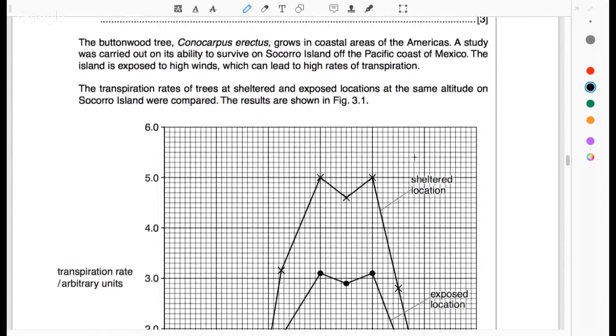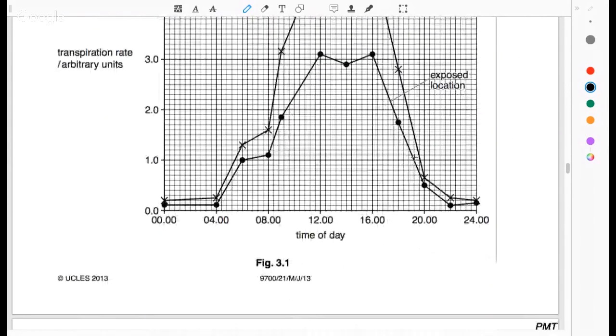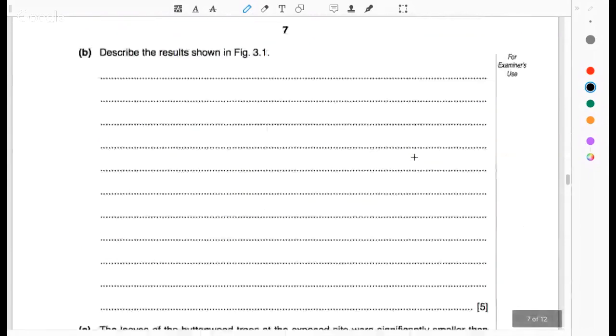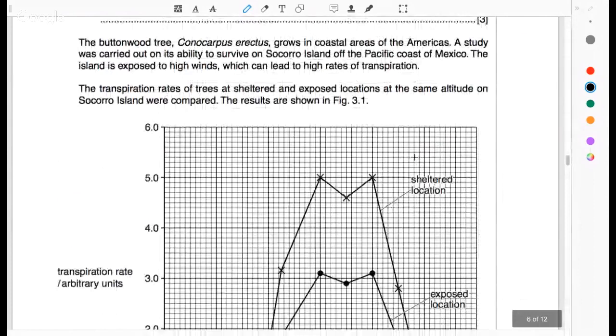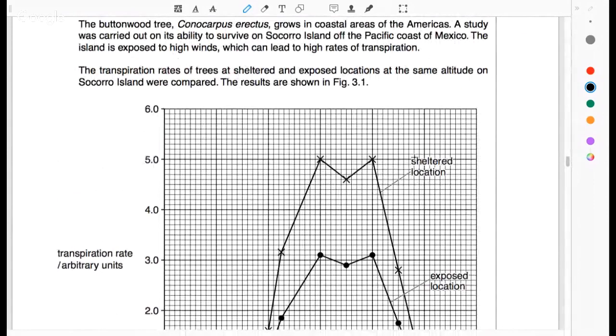All right, this might be one of those. Let's just, oh, this is fine. 5 marks here to describe the results of this experiment, so I'll read.